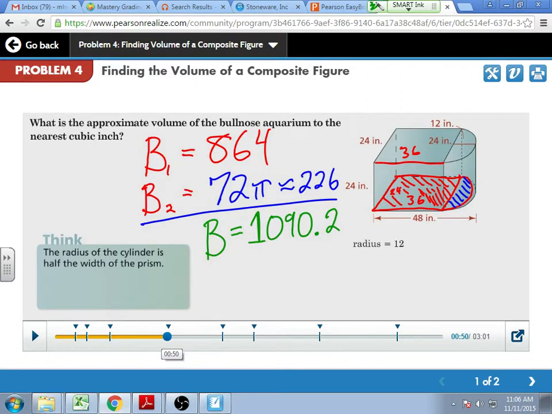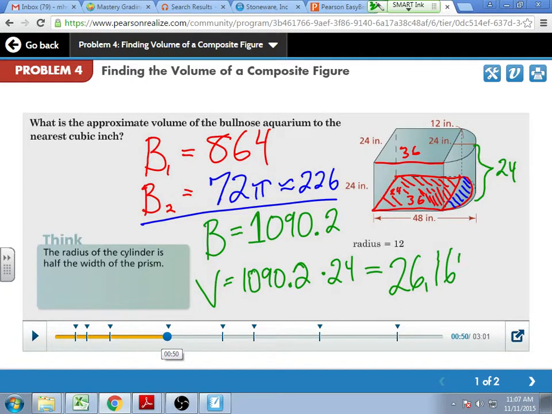Then take that times the height, because it's the height for both of them, which is 24. So to find volume, we just take 1090.2 times 24, which is going to give us 26,164.8, or rounded to the nearest tenths place. And then inches cubed. Or you can say cubic inches.